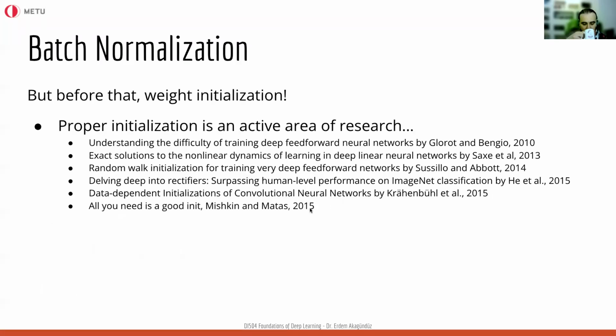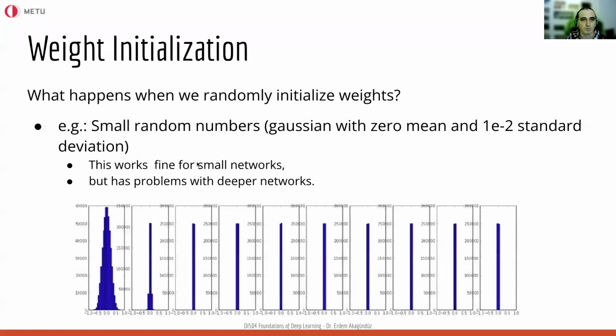Okay, and batch normalization. Batch normalization is about normalizing the activation values. However, before that, I'm going to delve very briefly into weight initialization, which I'm going to cover in detail next week. Proper initialization of weights is an active area of research. These are some paper names. People are working on that. So it's difficult.